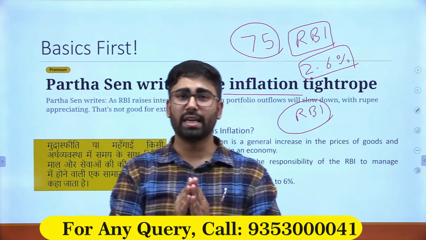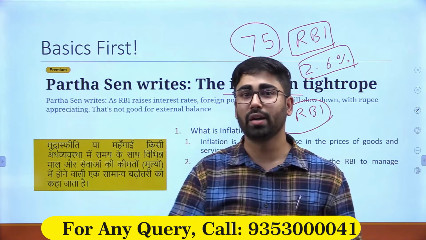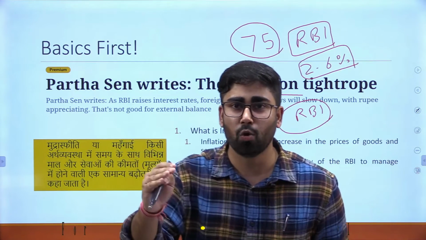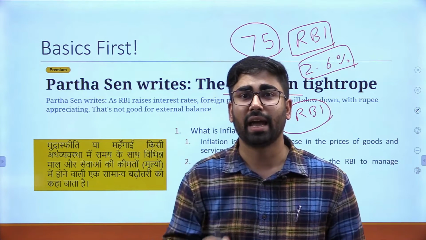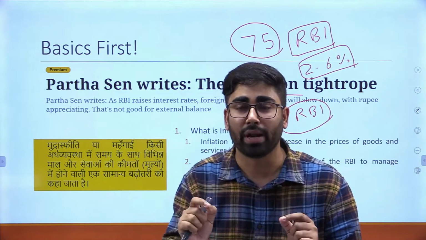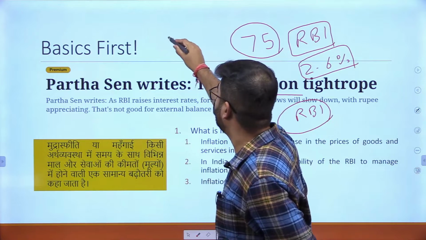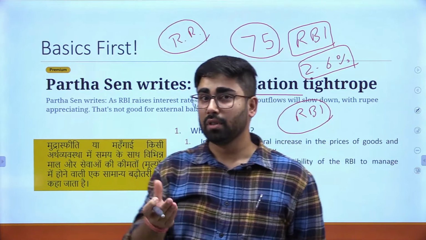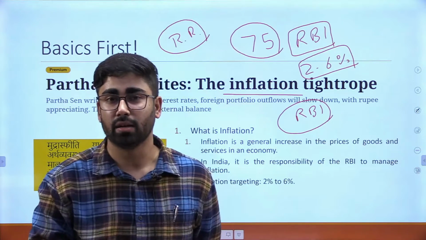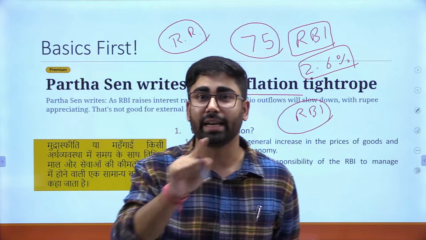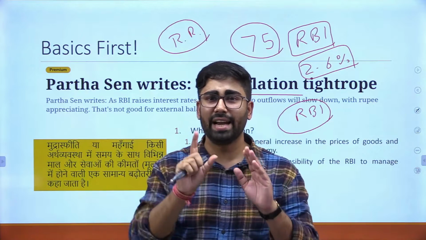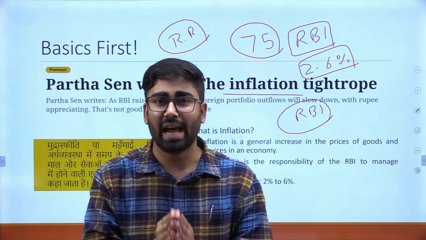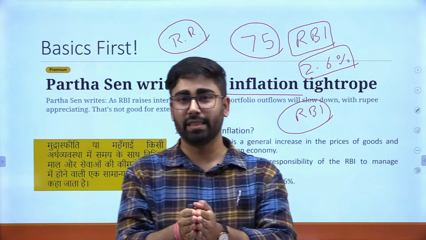Okay, now see, if the inflation goes beyond this range, यानी कि अगर मुद्रास्फीति की दर 6% से ऊपर हो गई, तो RBI क्या करता है? It increases the repo rate. Okay, and if the inflation is below 2%, then what does RBI do? It decreases the repo rate. Now, the idea behind increasing repo rate or decreasing repo rate is that it controls the money supply in the economy.